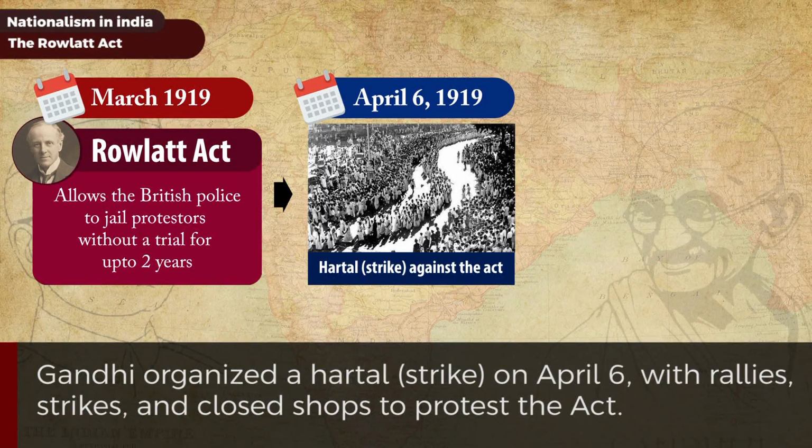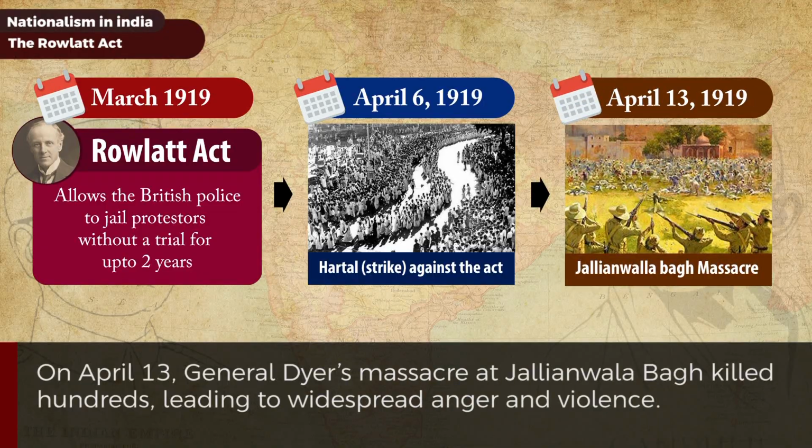Gandhi organized a hartal, meaning a strike, on April 6 with rallies, strikes and closed shops to protest the act. On April 13, General Dyer's massacre at Jallianwala Bagh killed hundreds, leading to widespread anger and violence.